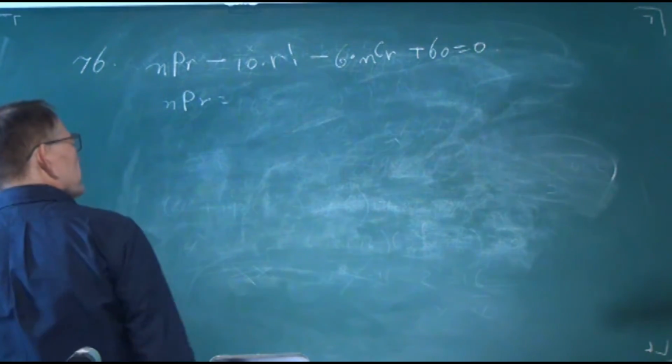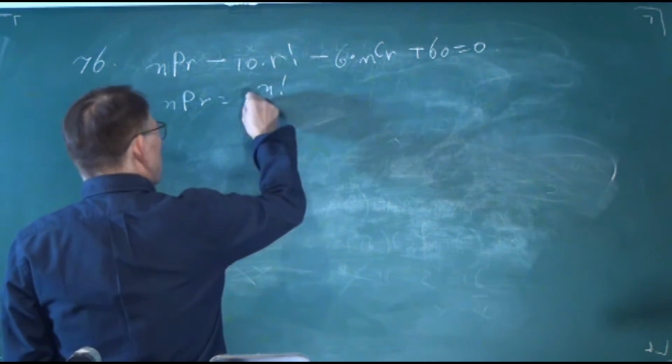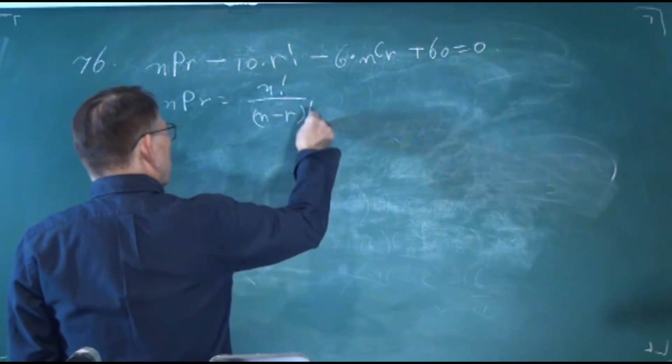nPr is given by the formula n factorial over n minus r factorial.